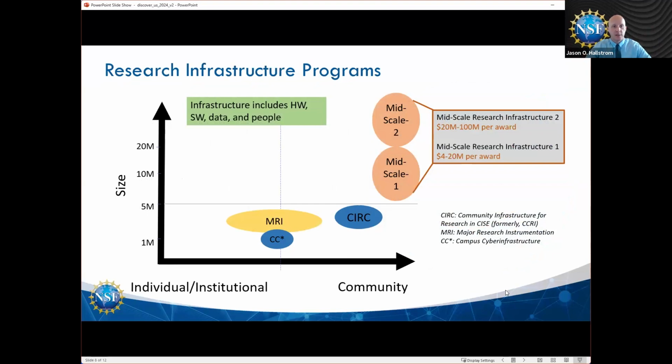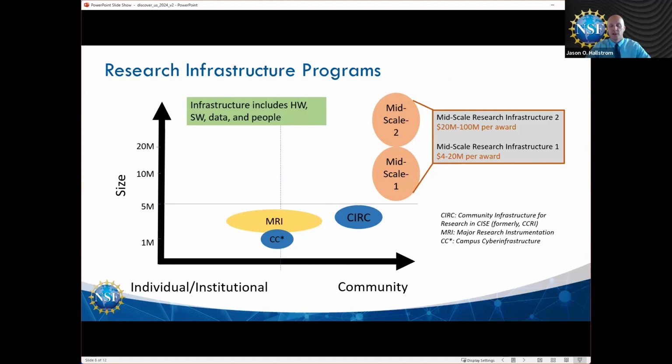CNS also manages research infrastructure programs, and our research infrastructure programs span a range of scales. So you may be familiar with the Major Research Instrumentation Program, MRI. There's also the CC* program, which is focused on community and campus-wide infrastructure. So this is campus cyberinfrastructure. We also have the CIRC program. So this is Community Infrastructure for Research in Computer and Information Science and Engineering. This is formerly our CCRI program.